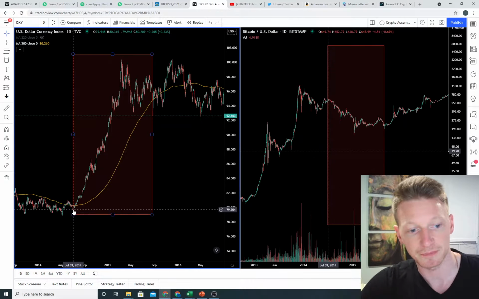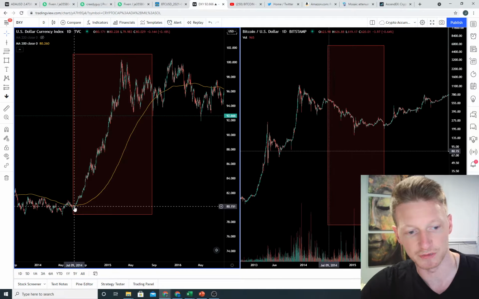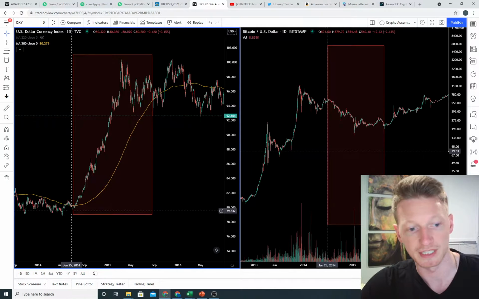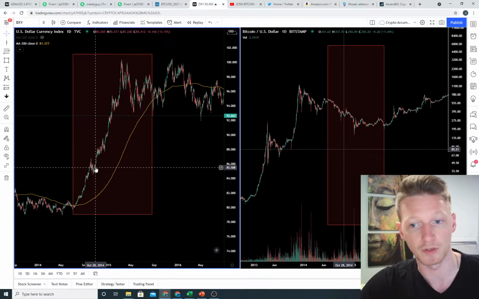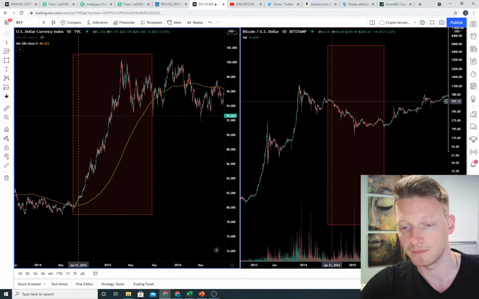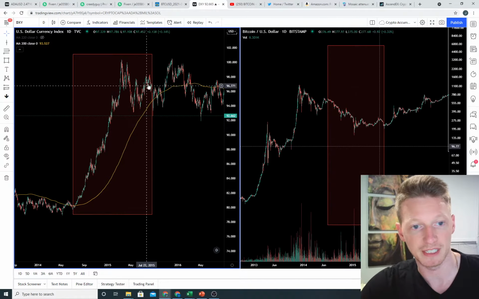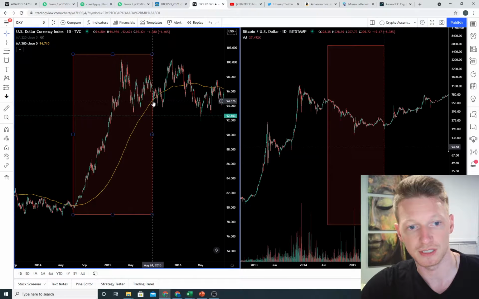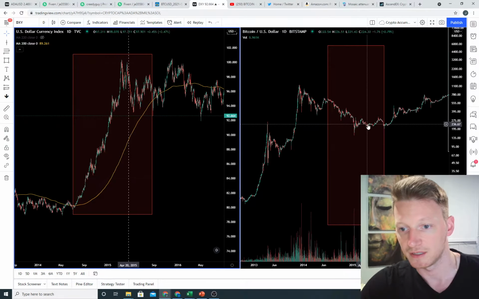So you can see here, this is the DXY, and we're starting back in early July 2014. As the DXY moves above its 200-day moving average, so here we go, we're moving well above, at the same time the price of Bitcoin begins to descend. And then we see as we reach a peak here and then come back to the 200-day moving average and then start to move sideways with the DXY here.